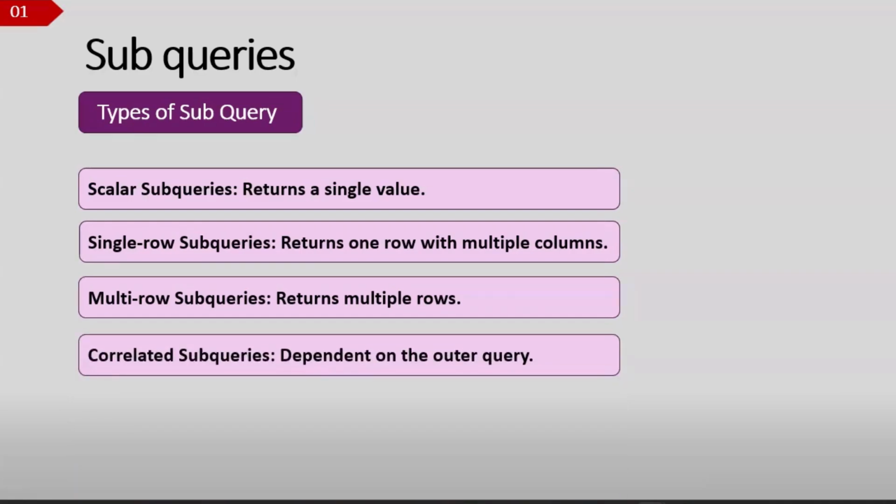Then there is the correlated subquery. We will solve a question about it right now. Here the inner query is dependent on the outer query, like there is a join between the two queries together. That's what is called a correlated subquery, and it's actually very important.